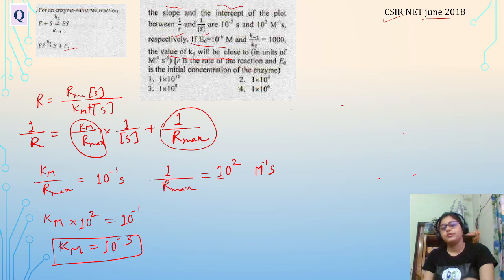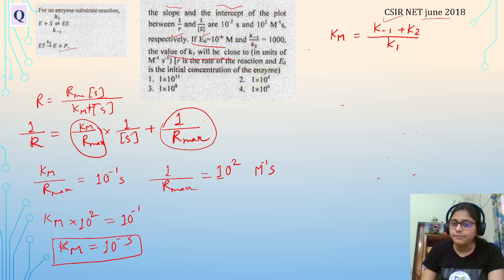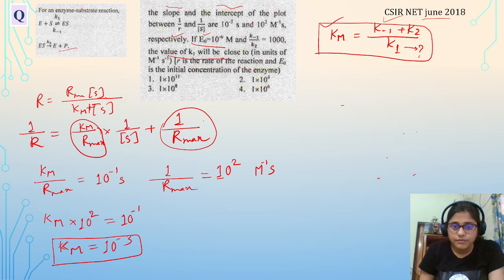Okay, K1. So we know that Km is equal to K inverse plus K2 by K1. Km value we know, so we have to find out the other values. The question asked for K inverse and K2. How can we get those values? It is given that E0 value is given, so we know R max, everything is needed.